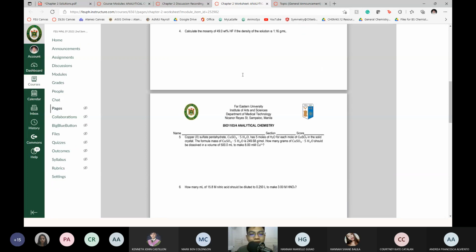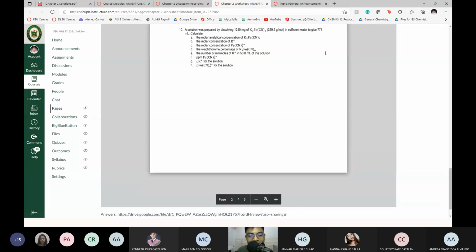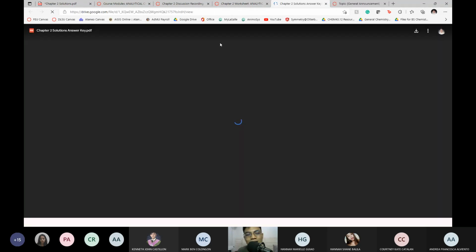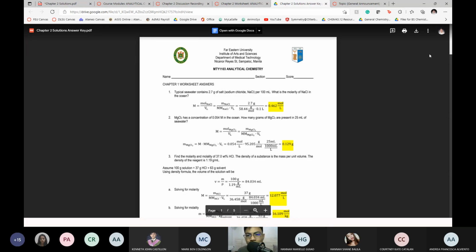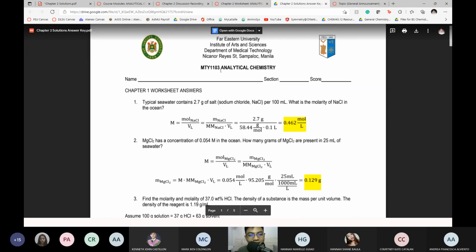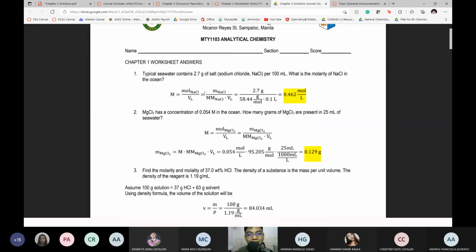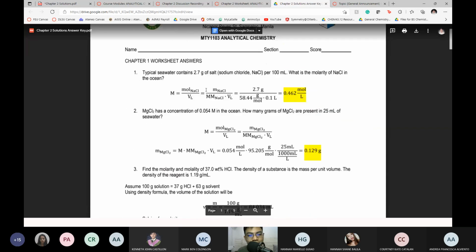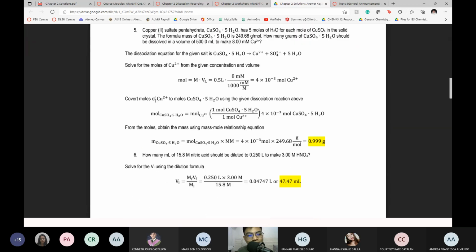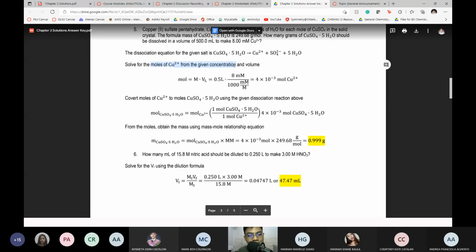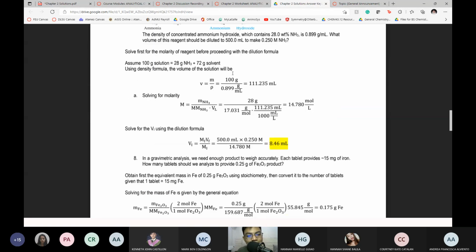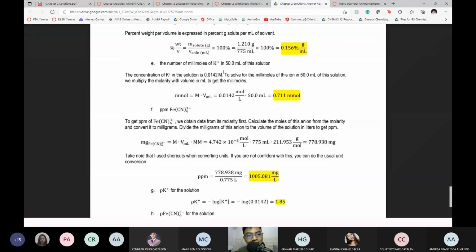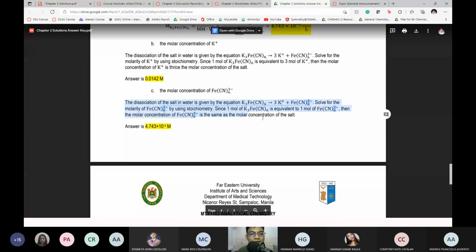Sagutan nyo muna ha, bago kayo magtingin sa answer key. So, pagkasagot nyo, tingnan nyo kung tama kayo. Then, kapag feel nyo may typo ako, let me know lang kasi last year pa to eh. MTY 103 pa eh. So, let me know lang kung may typo ako so that I can update it agad. Okay, so yan yung mga calculations with explanation pa. Kompleto yan, may explanation pa to.